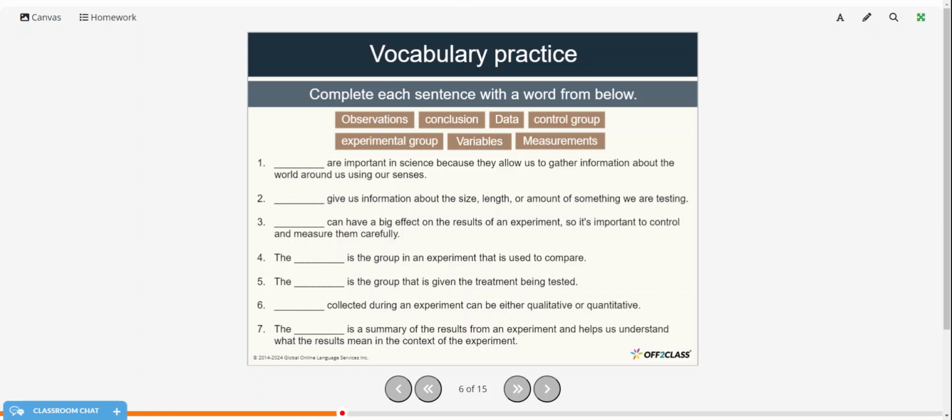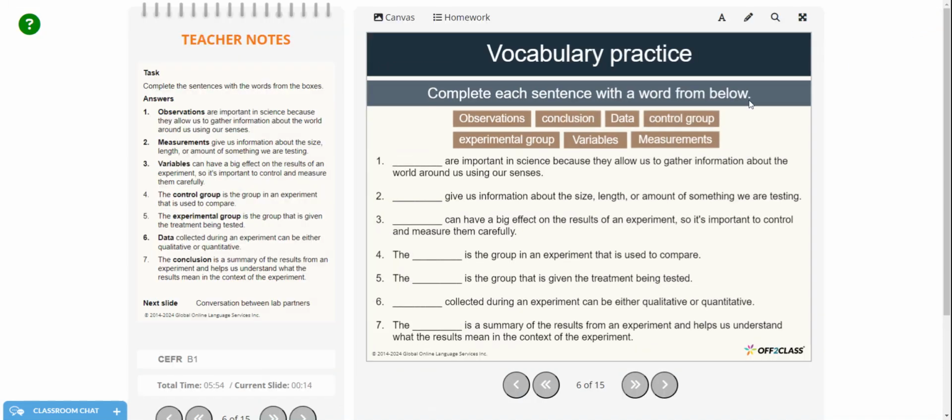All right, now you're going to complete each sentence with a word from below. Again, you can pause the video, try that on your own, and then restart when you're ready to check your answers. Okay, number 1, observations are important in science because they allow us to gather information about the world around us using our senses. Measurements give us information about the size, length, or amount of something we are testing.